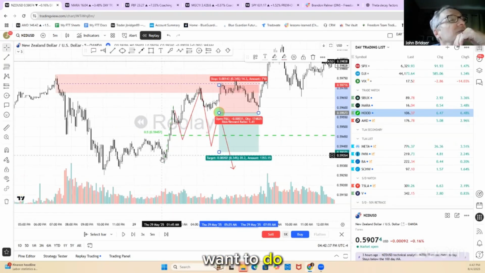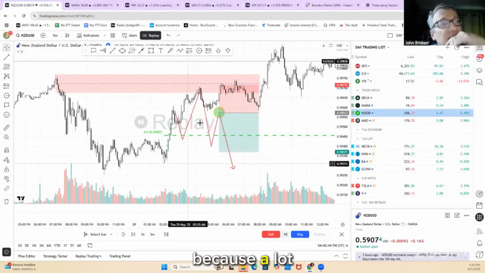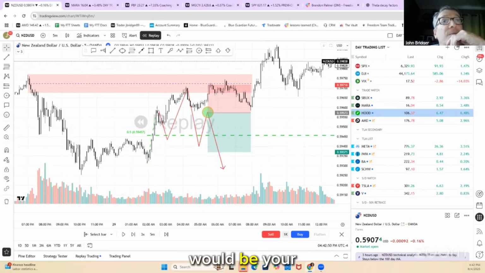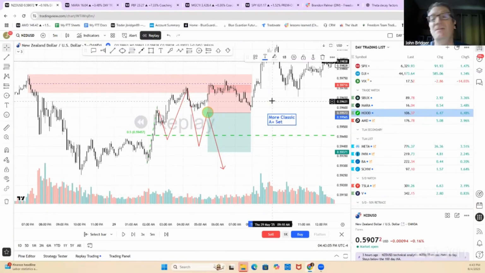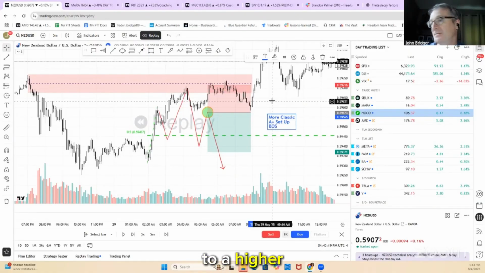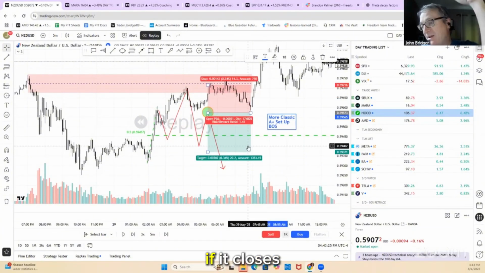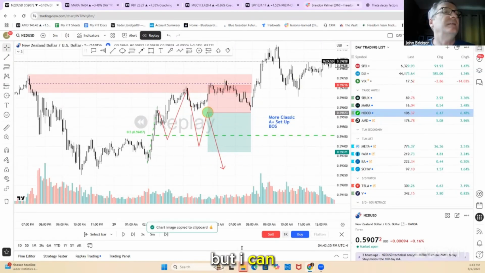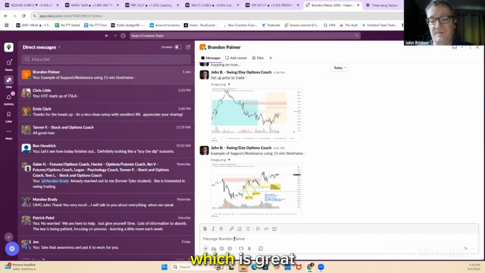But again, notice I wouldn't be targeting here. I'd be targeting the midpoint of that up move, because a lot of times price will reverse right before it even taps that demand zone. But sometimes you don't get that. You'll notice sometimes price moves so fast that you don't get a clear low like this to play off of. So just know you've got that in your toolbox. I'll just go to a higher time frame, 15 minutes. So let's say if I get a major move up, I'm going to use that 15 minute, and if it closes inside that, I'm going to use that as my breaker structure and then wait for the retrace to go short. But I can tell, buddy, you are very insightful, which is great. Thank you.